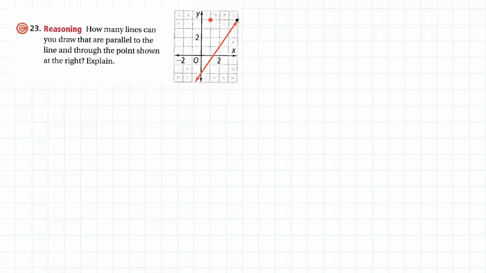23. I'm saying if I can draw a line, how many lines can I draw that go through this point but are parallel to the line? The answer is there is only one. Because the parallel lines have to have the same slope.